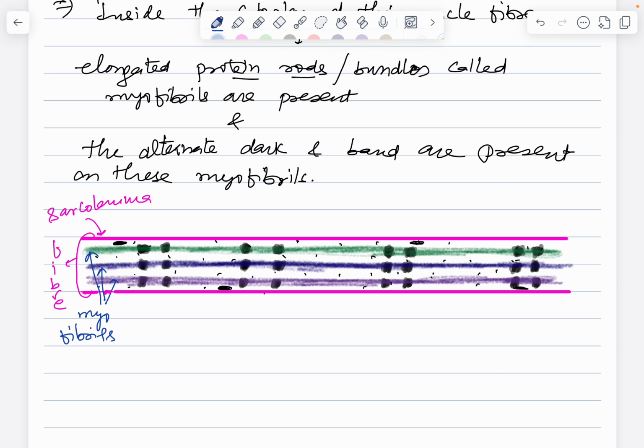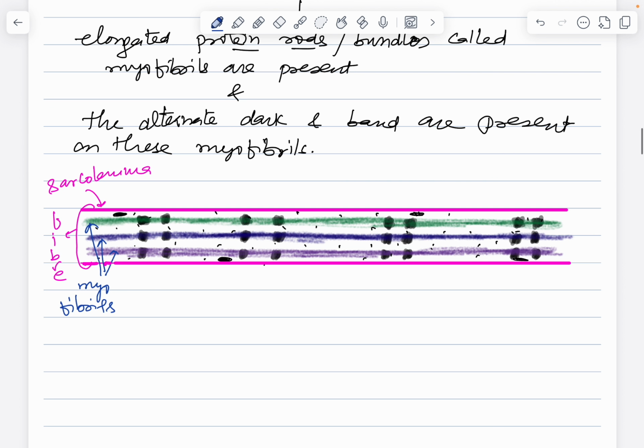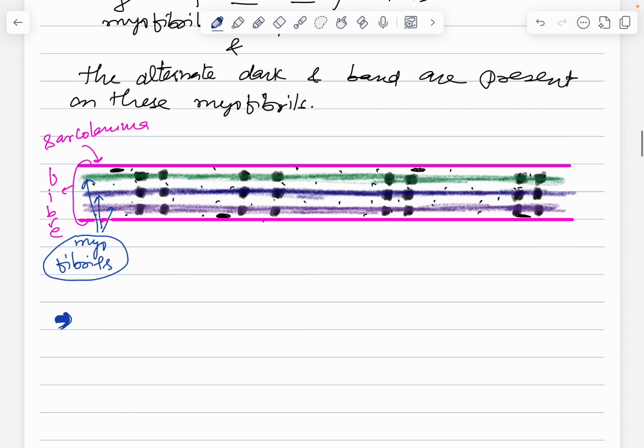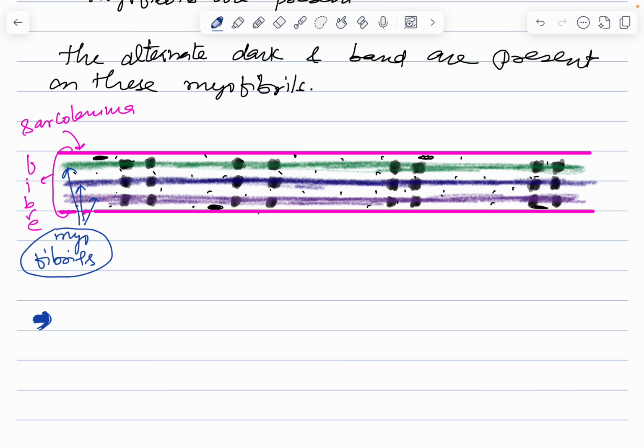Okay, so this picture tells us that the myofibrils have alternate dark and light bands on them. Now we need to understand why the fibrils will have alternate dark and light bands. The fibrils, that is the proteins, have alternate dark and light bands. Why so? To understand that, let's go deeper. Let's take one single individual muscle fiber, any one of your choice. Let's take the green one.